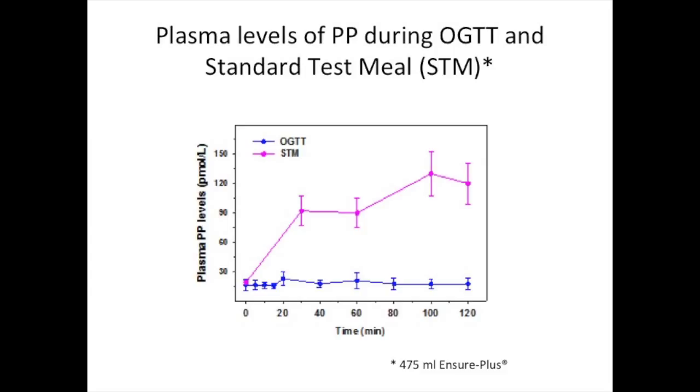PP responds much more dramatically to fat and protein. So if you use a test meal, either a true meal or a standardized test meal, the ones that have become most popular is just to give the patient an 8-ounce container of Boost or Ensure. That's a tremendous provocative stimulus for gut hormones in general and for pancreatic polypeptide release in particular.